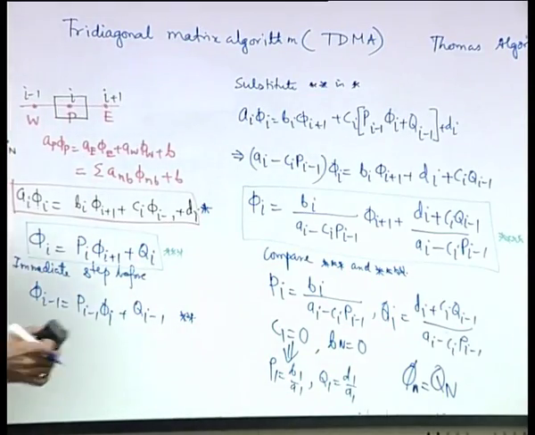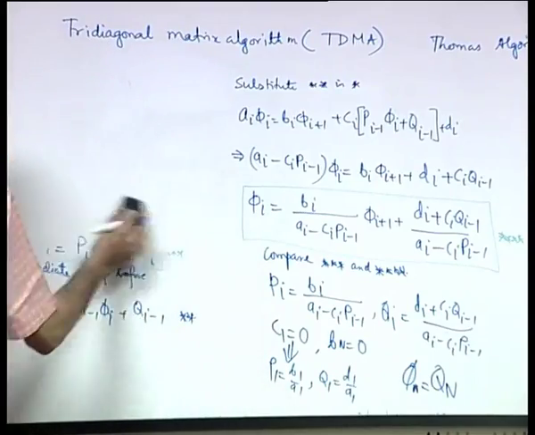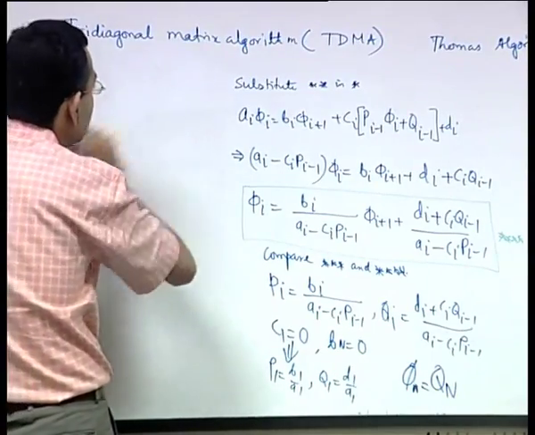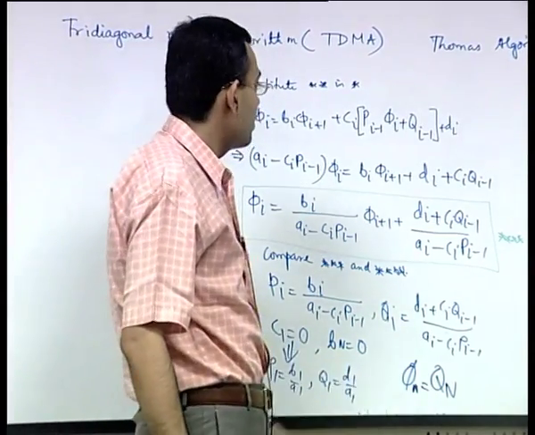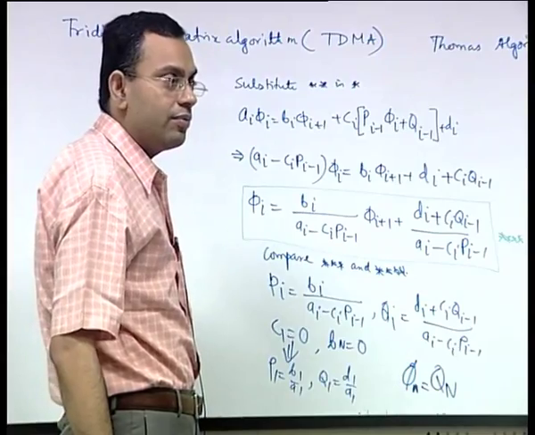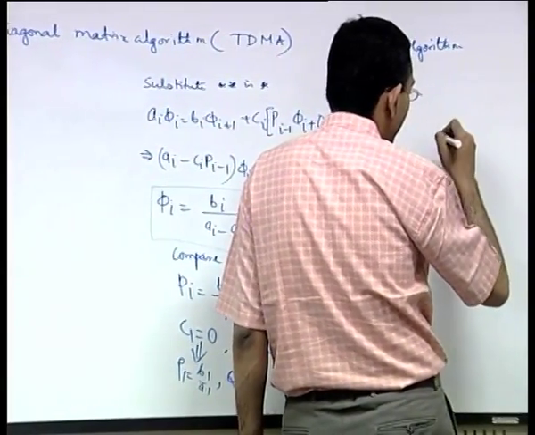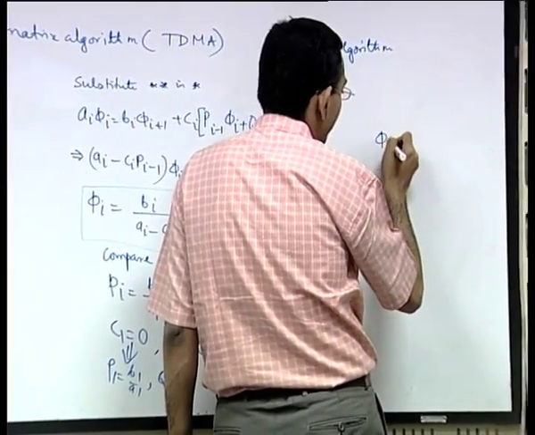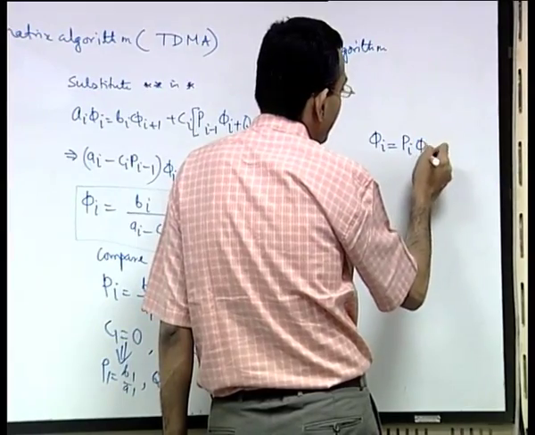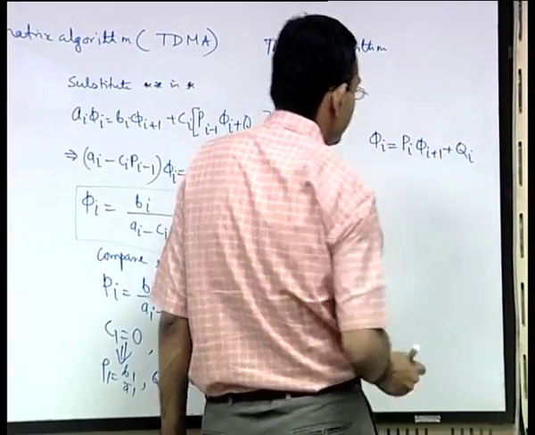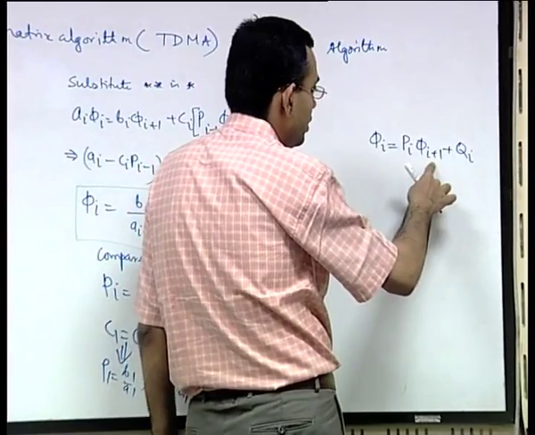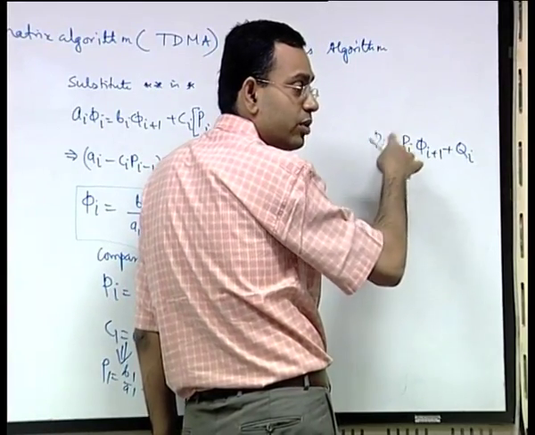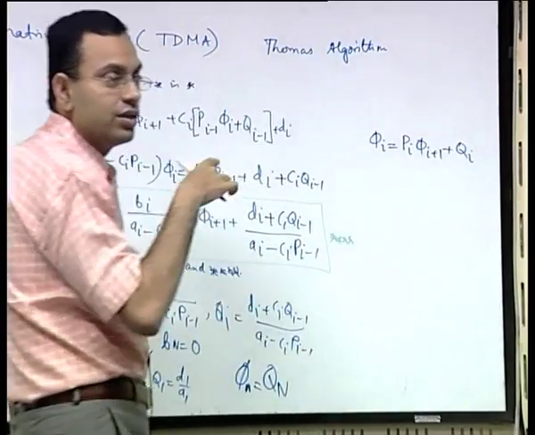Let us systematize that. Before systematizing that, we can easily recognize that once you get phi n, then you can get phi n minus 1, because what is the formula that you are having? Phi I is equal to Pi phi I plus 1 plus Qi. So, if you know phi n, then you can calculate phi n minus 1. If you know phi n minus 1, you can calculate phi n minus 2. So, that is your backward substitution.